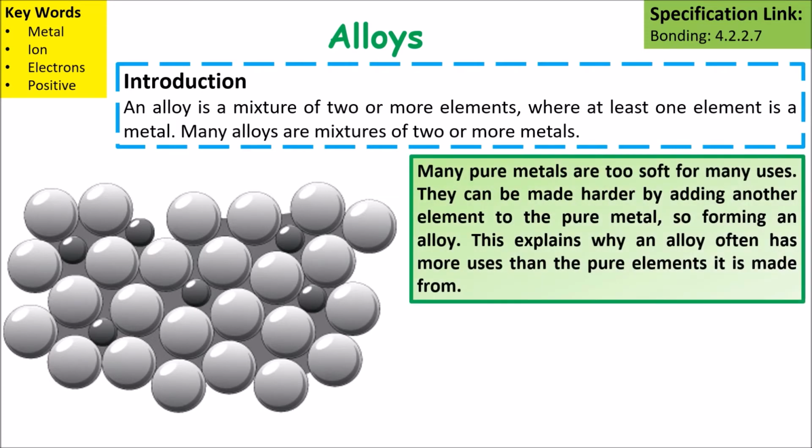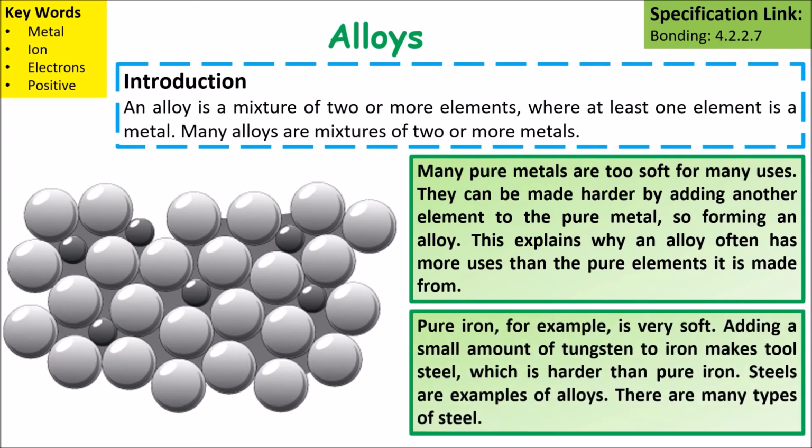Many pure metals are too soft for many uses, so they need to be made harder by adding another element to the pure metal, forming an alloy. This explains why an alloy often has more uses than the pure element itself. Pure iron, for example, is very soft. Adding a small amount of tungsten to iron makes tool steel, which is a lot harder. Steels are examples of alloys.